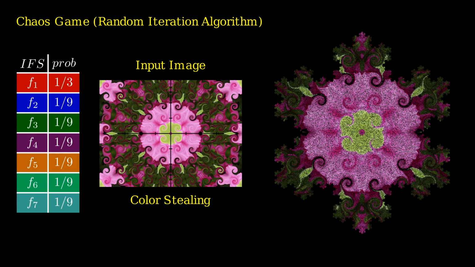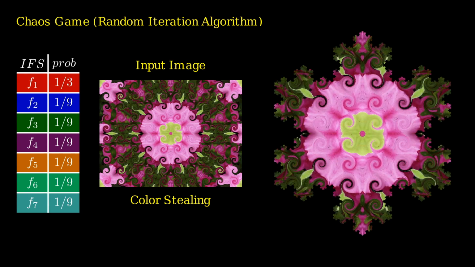We see that as more and more iterations are taken, the points are forming a very good approximation to the snowflake, and the colors in the snowflake mirror the colors in this kaleidoscope input image. And after 2 million iterations, we have an even better image of the snowflake with the stolen colors.